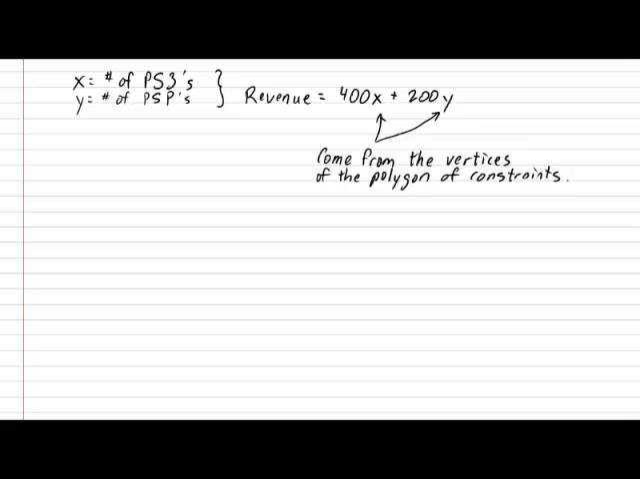With that being said, you should be aware that in order to determine the vertices of a polygon of constraints, we need a system of several inequalities. So the next question on your mind might be, where do these inequalities come from? Well, they come from the constraints that a company like Sony might place on their inventory of PlayStation 3s and PlayStation Portables. The constraints may be the following.